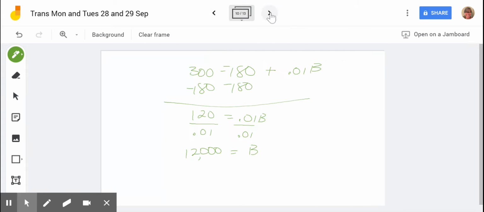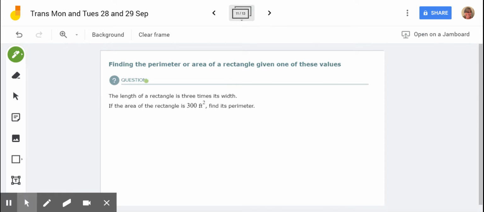All right. Next, find the perimeter or area of a rectangle given one of these values. Basically, they're going to give you a shape. So when they say rectangle, I say draw. It says the length of the rectangle is 3 times its width. They usually compare length to width. I'm not sure why, but they usually do. So that usually means your width is W and the length is 3W, 3 times the width. So you have one variable.